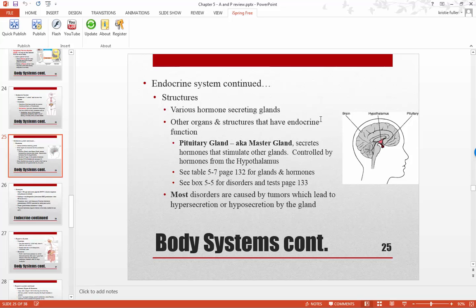Most disorders in this system are usually caused by too much or too little secretion. It says a lot of times it's caused by tumors. I'm not sure about that. I haven't seen any other data on that. But think about your thyroid. If someone's got something wrong with their thyroid, it's either making too much thyroid hormone or too little thyroid hormone. So it's important to understand how these are all very, very related.